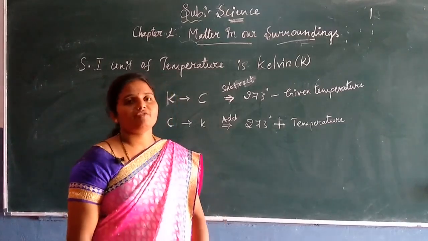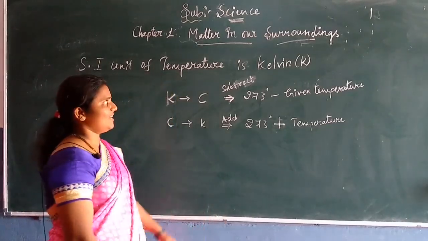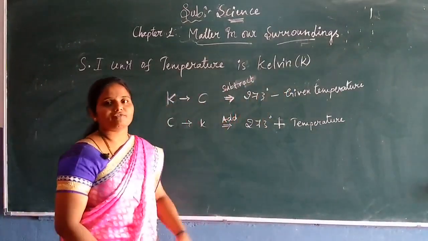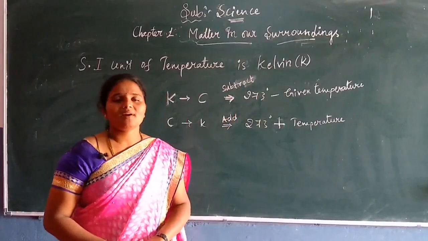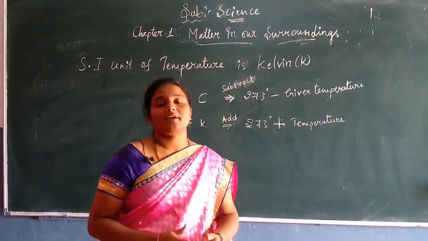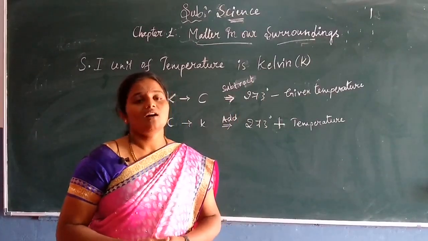The SI unit of temperature is Kelvin. It is represented by the letter K. You know, children, the SI unit of temperature is Kelvin. But often while solving problems, we need to convert from the Kelvin scale to the Celsius scale or from the Celsius scale to the Kelvin scale.